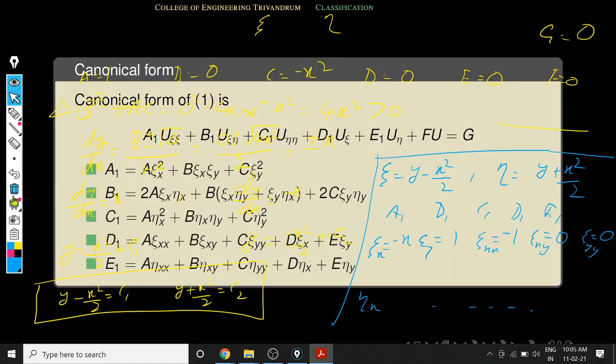Using this formula, you can evaluate a1, b1, c1, d1, and substitute it in this equation. We get the final canonical form. The only thing is, the canonical form should contain only the terms psi and eta. x and y are not allowed. So after substituting, you should convert everything in terms of psi and eta.